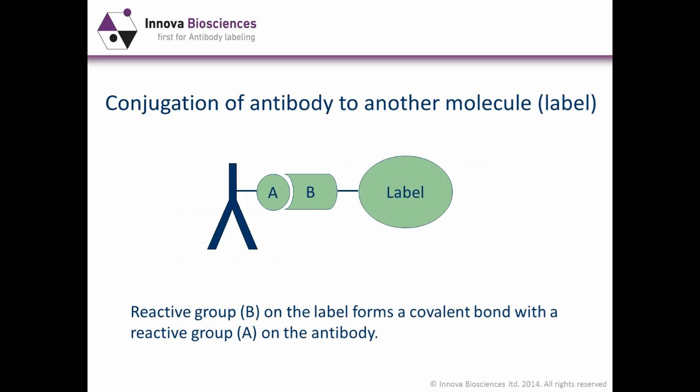Okay, turning to conjugation now. Conjugation of an antibody to another molecule, which is usually a label of some sort. Essentially a reactive group B on the label forms a covalent bond with a reactive group A on the antibody. Now, depending on the detail of A and B, these elements of A and B can be present in the final conjugate, or A could be missing, B could be missing, but one way or another, a link forms between the antibody and the label.